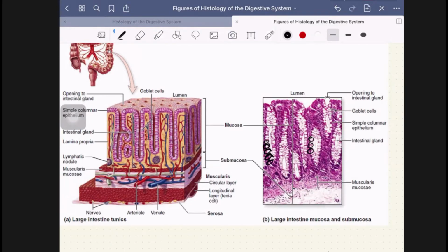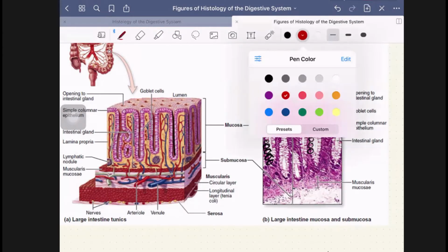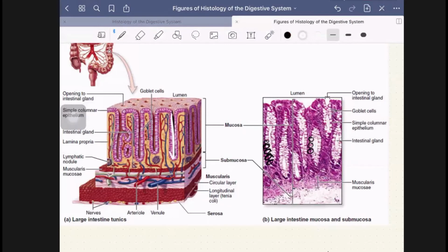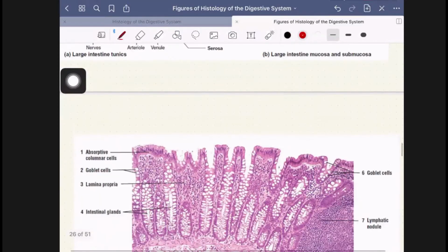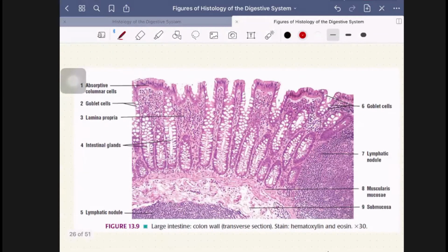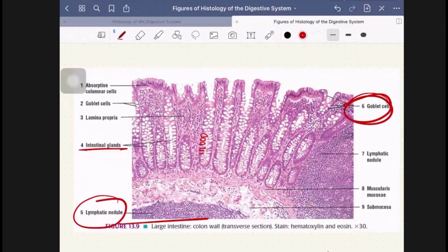So there is no villi. This depression here, they are actually the crypts of Lieberkühn or the intestinal glands. If you see the histological structure here, you can see they are the intestinal glands, and all this is cells. They are the goblet cells, and in the submucous layer there will be lymphatic nodules.